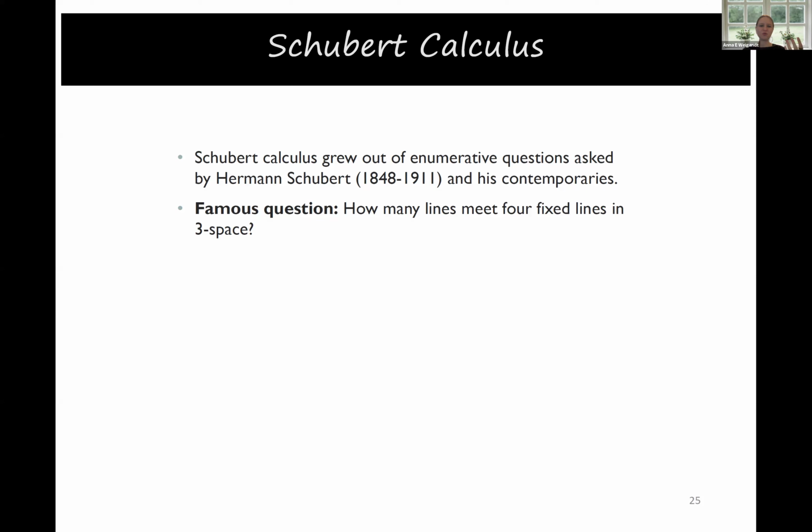And so what Schubert did was he said, okay, let's go ahead and make it a little bit more special. So instead of having 4 random lines in space, let's take 2 of them and drag them in space until they intersect. And then let's take the other 2 and drag them in space until they intersect. And now's the part where I check if you're still out there in the Zoom void. Now that I've rearranged these things a little bit and made the situation a little bit more special, can anyone find me a line that meets all 4 of these fixed lines?